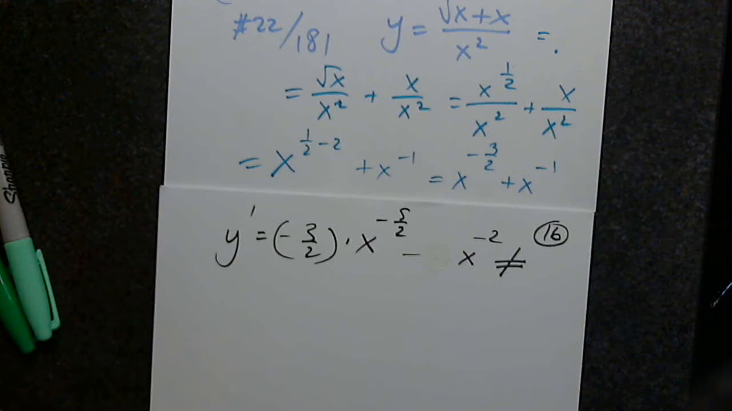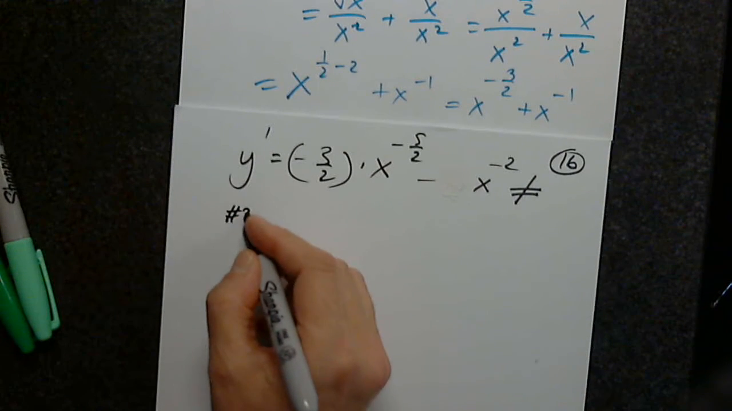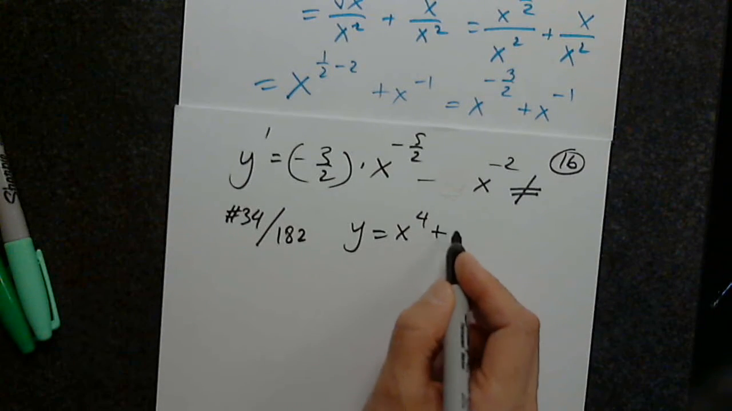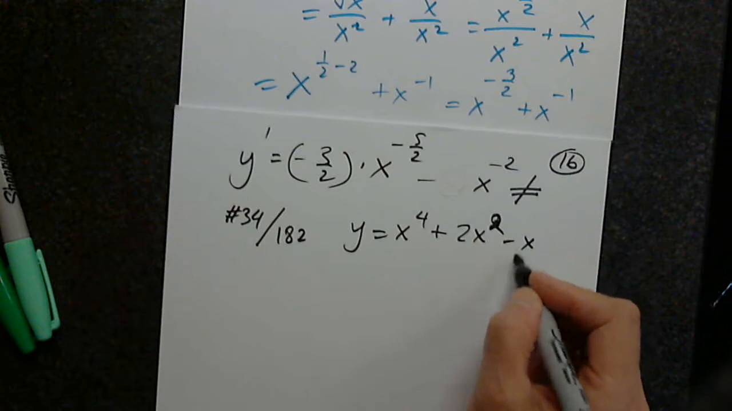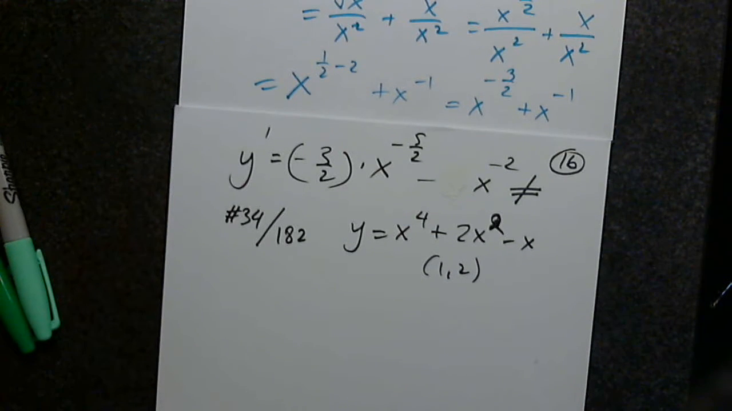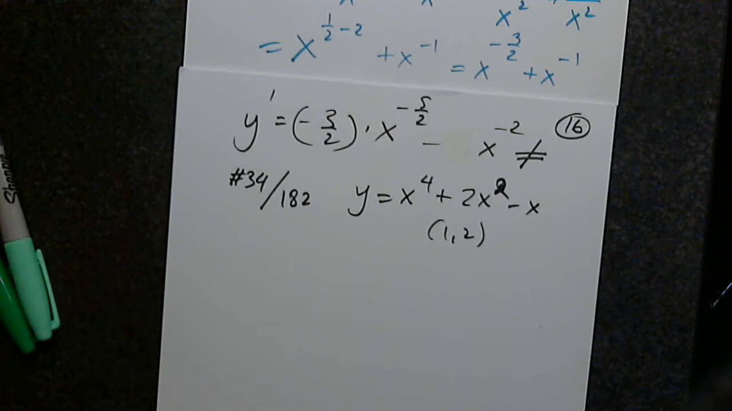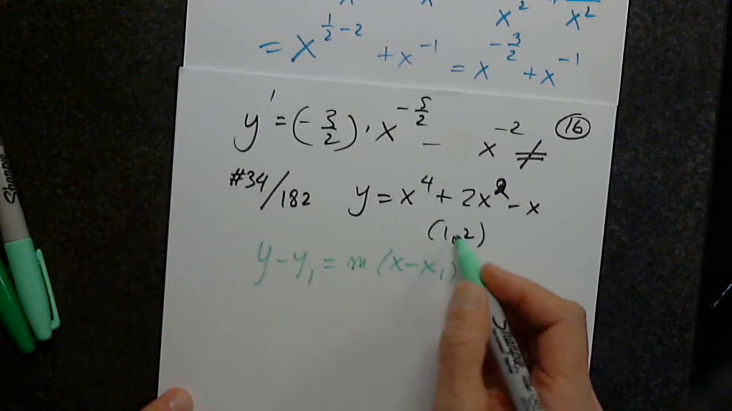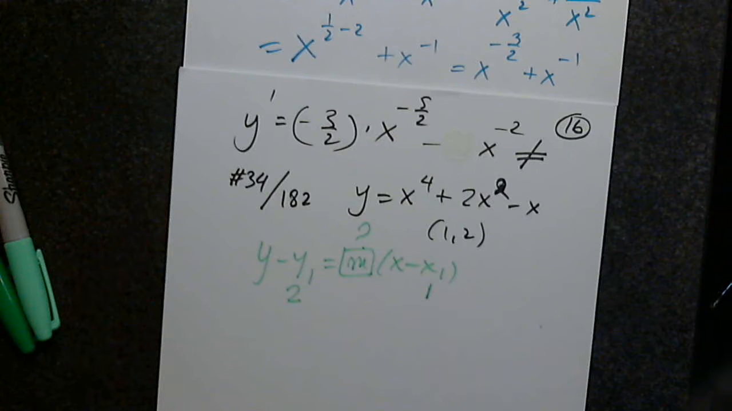Now when we look at problems like 34, on page 182, y equals x to the fourth plus 2x squared minus x, at the point 1, 2. It reads, find an equation of the tangent line to the curve at the given point. Well, I know y minus y1 equals the slope times x minus x1, where this is 1 and this is 2, but I have a problem with this. Not anymore, really. So what should I do?